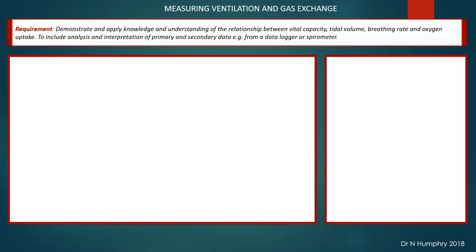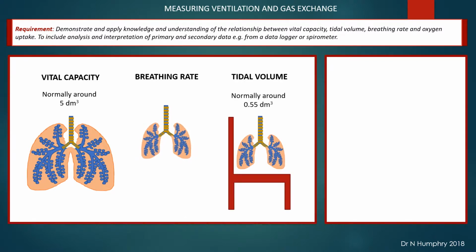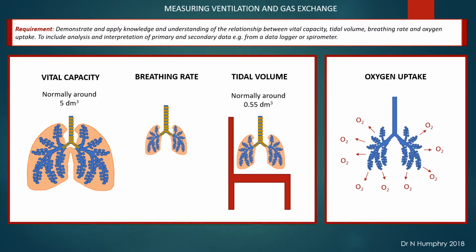Ventilation can be measured by vital capacity, breathing rate, and tidal volume. Vital capacity is a measurement of the maximum volume of the lung. The lungs of an average person have a vital capacity of 5 decimeters cubed, and this can be increased by regular exercise. Breathing rate measures the number of breaths taken per minute and is easily measured with a timer. Tidal volume is the volume of air taken in by the lungs at rest. The lungs of an average person have a tidal volume of 0.5 decimeters cubed.